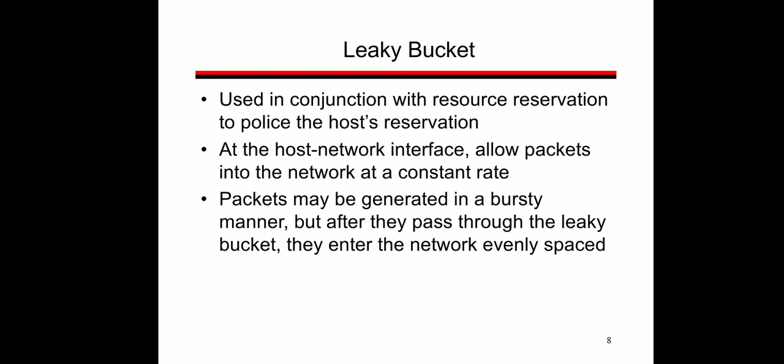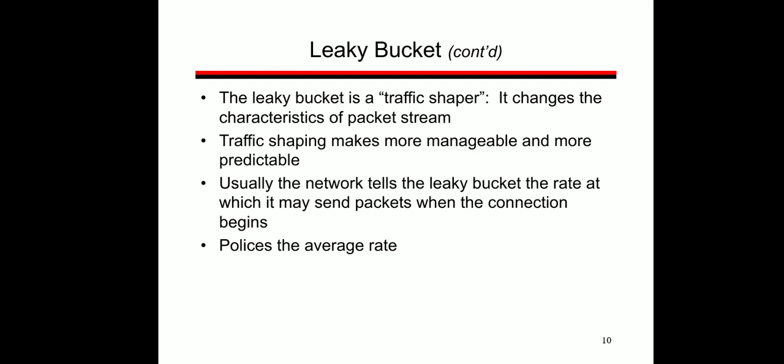Packets may be generated in a bursty manner, but after they pass through the leaky bucket, they enter the network evenly spaced. So the leaky bucket is a traffic shaper. It changes the characteristic of the packet stream. Traffic shaping makes traffic more manageable and more predictable. Usually the network tells the leaky bucket the rate at which it may send packets when the connection begins.